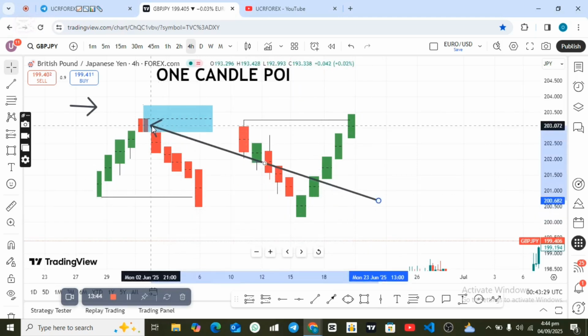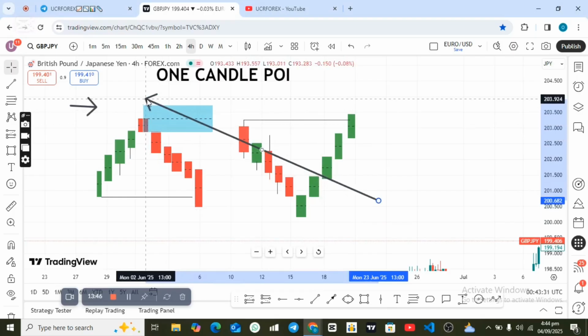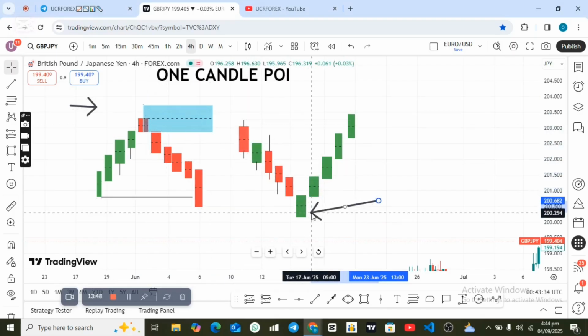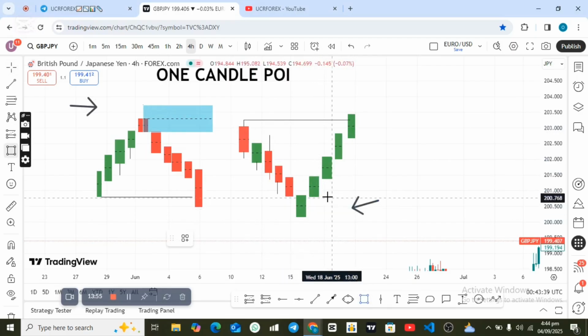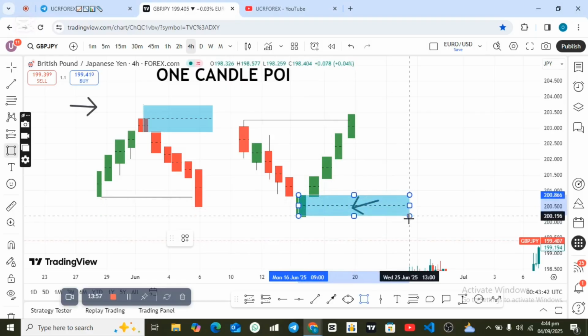In case of a bearish market, the high will be protected. And in the case of a bullish market, the low will be what? Protected, just like an inverse of the other one. So all you do is to mark that particular candle like this.